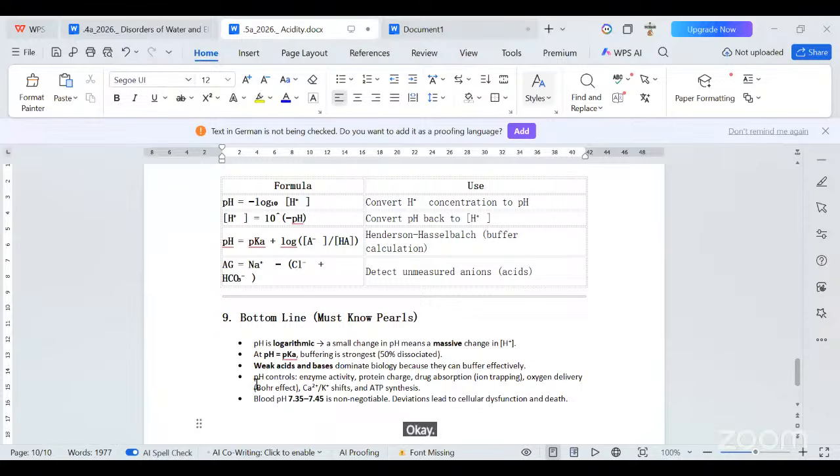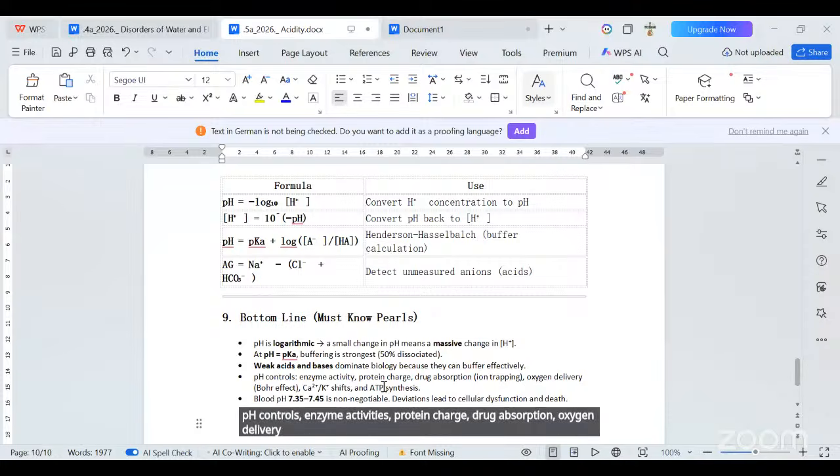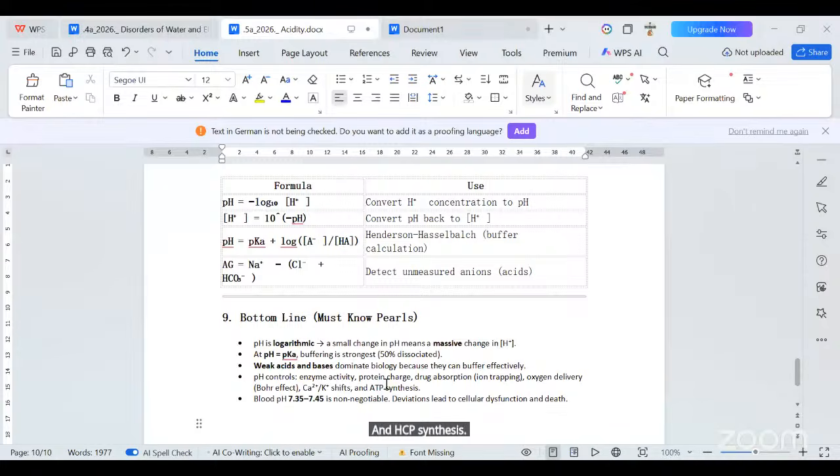Okay, so pH controls enzyme activities, protein charge, drug absorption, oxygen delivery, and ATP synthesis. So pH controls, in short, every metabolic activity in the body. That's why small change in pH results in massive problems. And the blood pH is always between 7.35 and 7.45. It's not negotiable. It must not shift. Otherwise, it could lead to cellular dysfunction and death if not quickly handled.